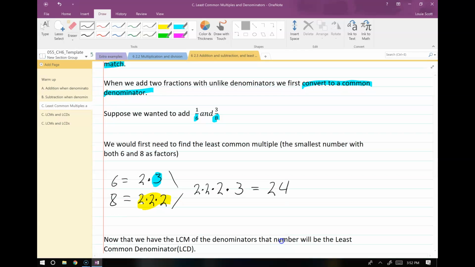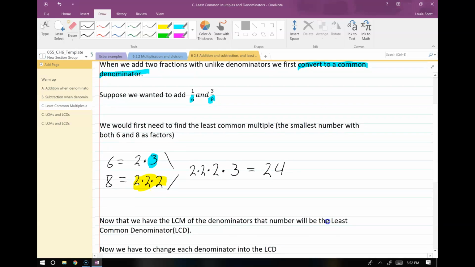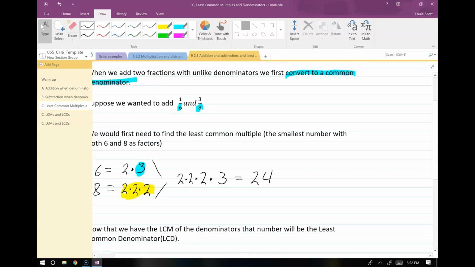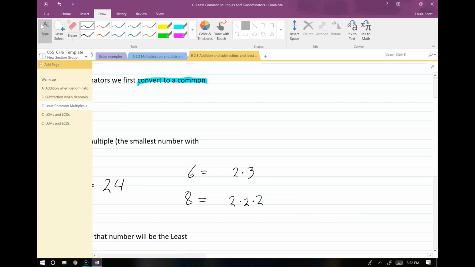Another way to look at the common denominator operation, somebody told me this was an easier way to view it. Let me do it over here. If you had 6 and 8, you do the same thing when you start out: 2 times 3, 2 times 2 times 2. And somebody told me this is an easier way to look at it.